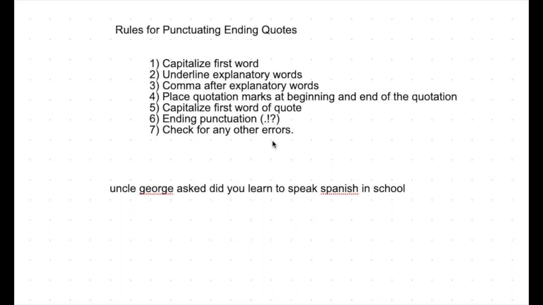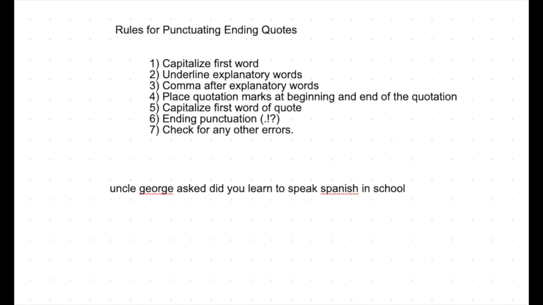Step 1 says capitalize the first word, which makes sense because we always capitalize the first word of a sentence. Step 2, underline explanatory words. Step 3, put a comma after the explanatory words. Number 4, place quotation marks at the beginning and end of the quotation. Number 5, capitalize the first word of the quote. Number 6, put in your ending punctuation in the sentence, and number 7 is check for any other errors. So we're going to fix this sentence below together using those 7 steps.